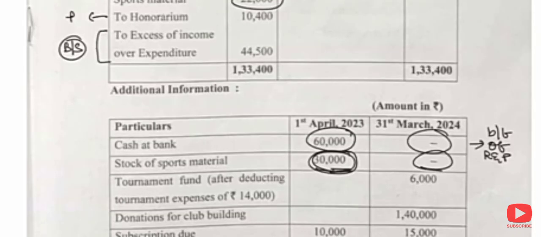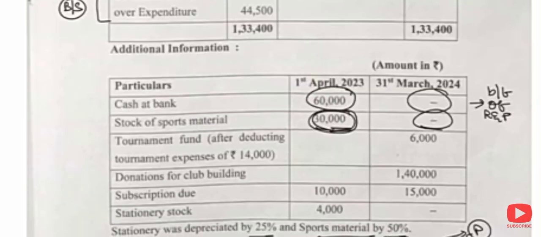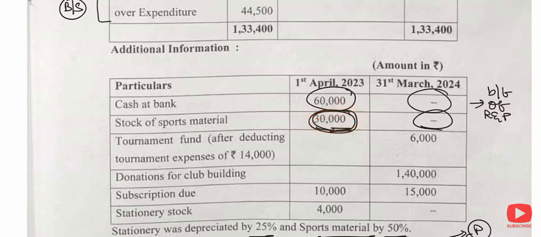Opening balance they give, depreciation rate they give, and depreciation amount they give. Depreciation of sports material is 50%. So depreciation is 22,000. So 50% is 22,000. How much is 100%? 44,000. But can you see, the opening balance was 30? How did it become 44? If they purchase, it will go into the payment side of the receipt and payment account. Clear? That is one thing.